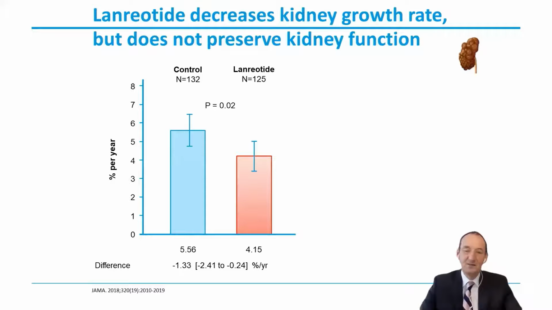Despite the fact that renal function did not improve in these patients, we found that lanreotide decreases the growth rate of the polycystic kidneys, but did not, as I've shown you, preserve kidney function. The right bar shows you the patients on lanreotide, the left bar the controls, and you can see that in both arms, the polycystic kidneys grew larger, but less so in the lanreotide arm.